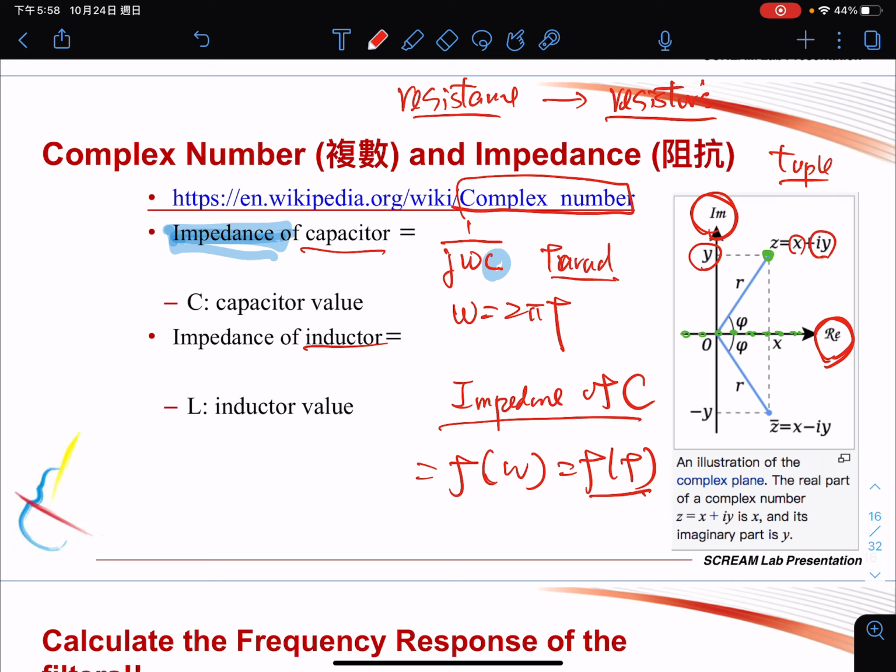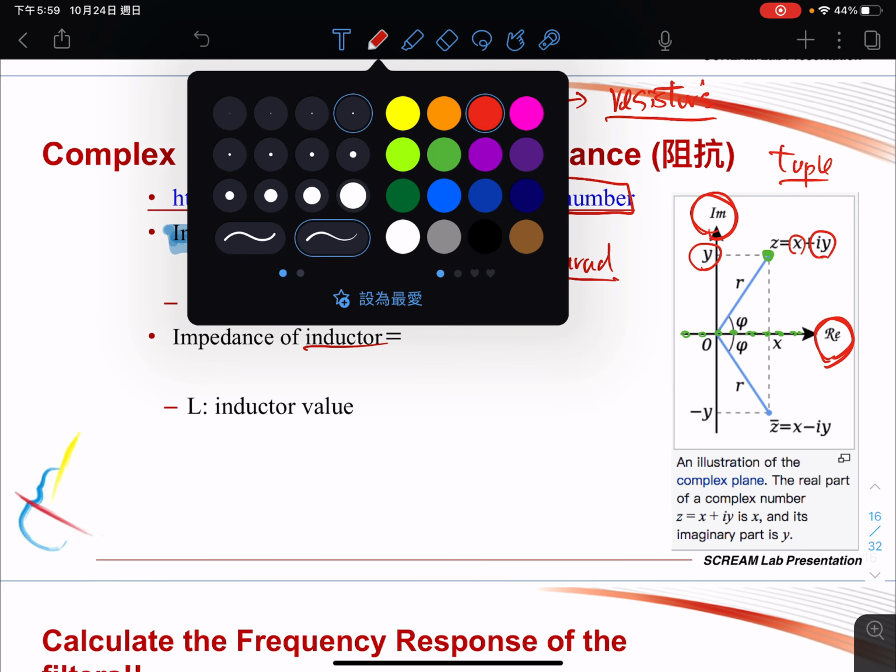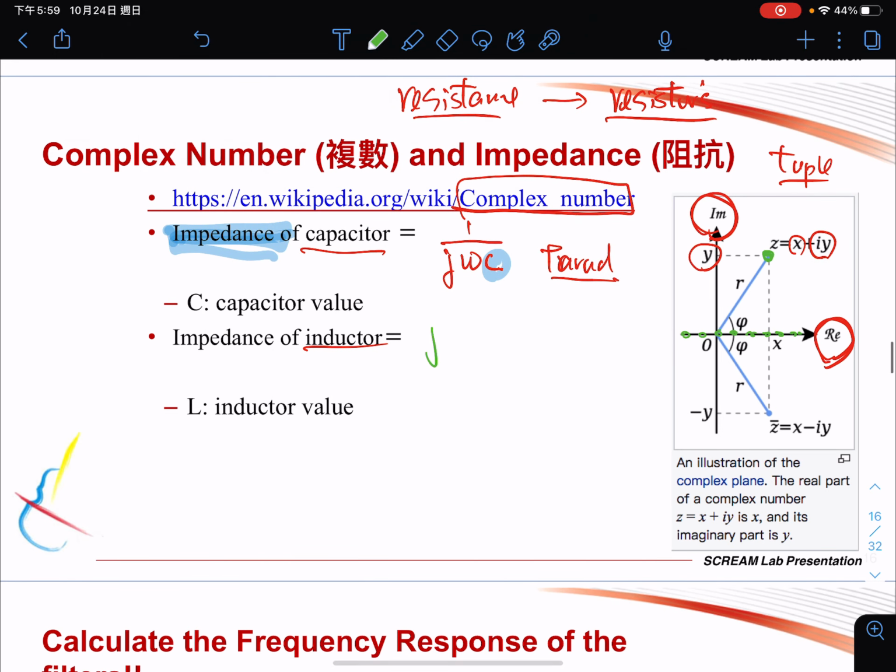Meaning that the resistance in terms of the imaginary part, the impedance, will change according to the frequency it operates. So first, we know this. For the inductor, the impedance will be j omega L.